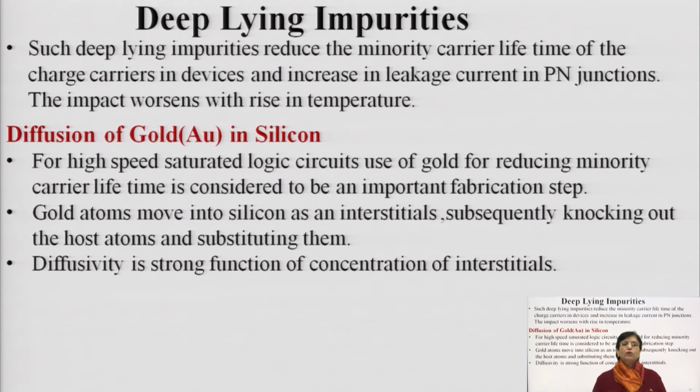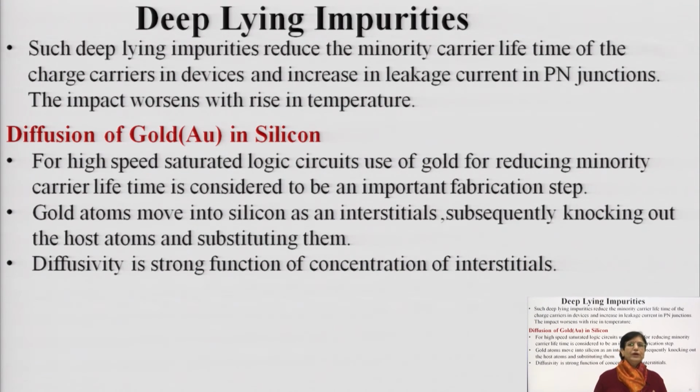Now, how do you use these particular impurities? Many times, when you want high speed devices, you want to reduce the minority charge carrier lifetime, so you make use of such deep lying impurities and try to control the charge carrier lifetime. The first typical material being used is gold. For high speed saturated logic circuits, to reduce the lifetime, we create these deep lying impurity profiles using gold. It is a common thing.